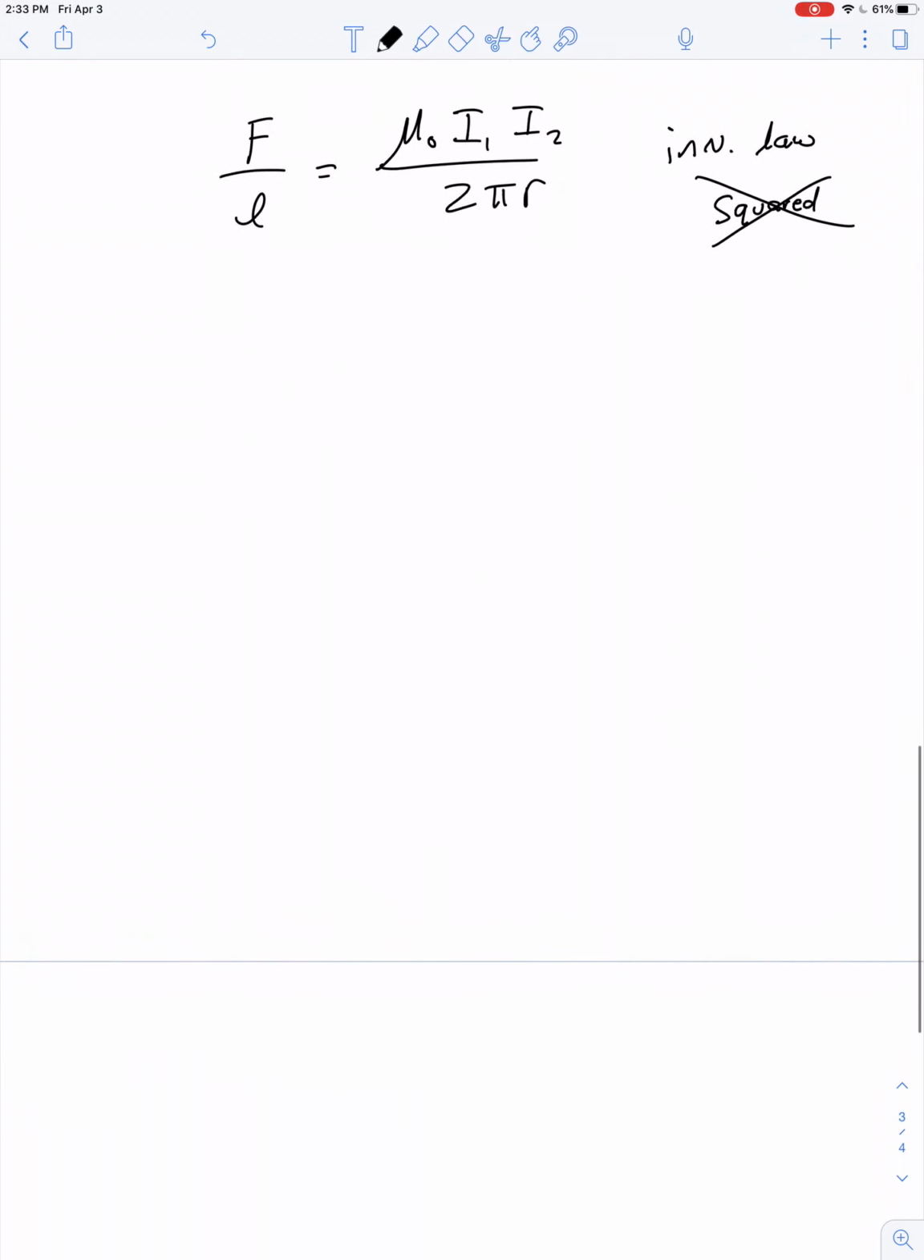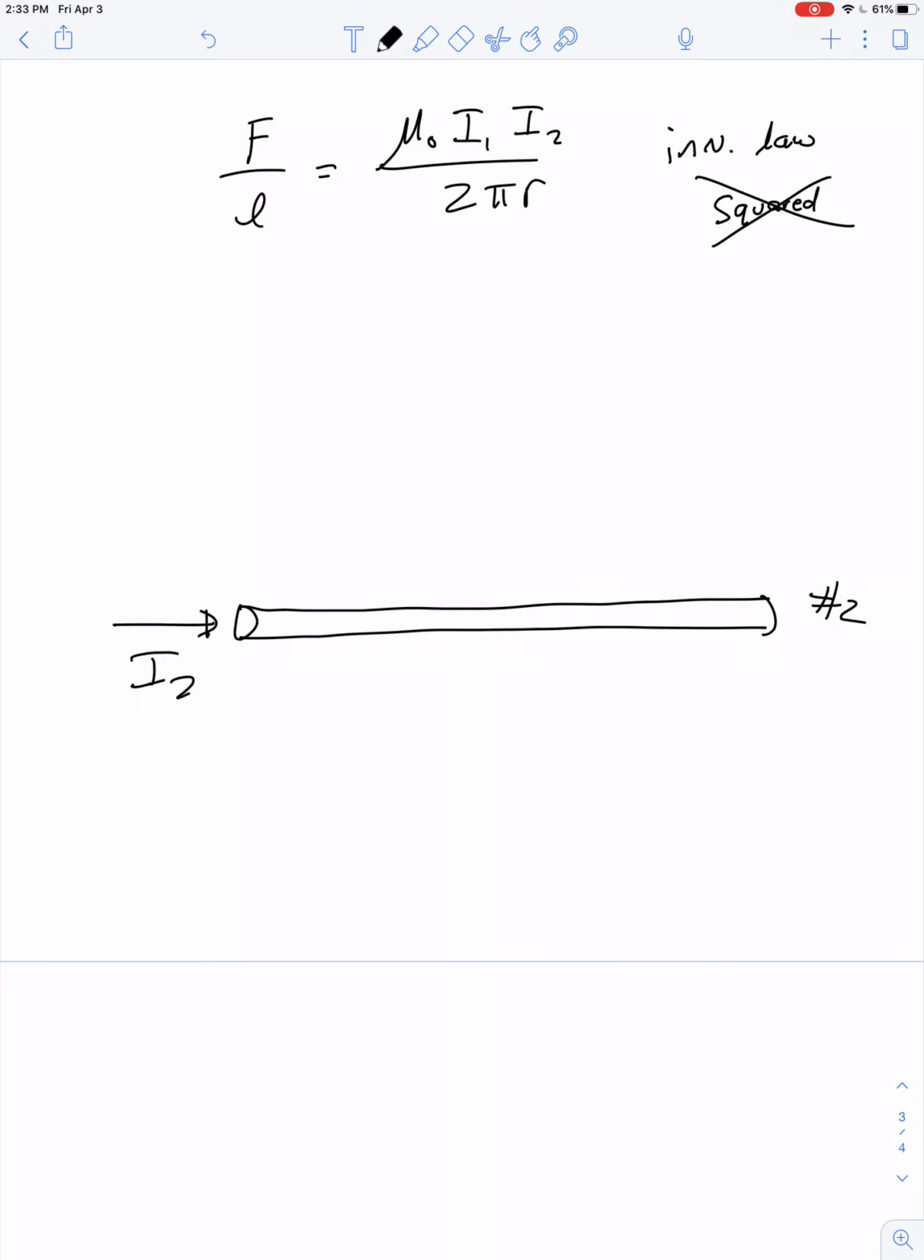Perhaps we have this all wrong. Maybe it's the current that's flowing in wire number 2 that's creating the magnetic field. So the magnetic field all around a wire like this has magnetic field lines pointing out of the page at locations above the wire and into the page at locations below the wire.